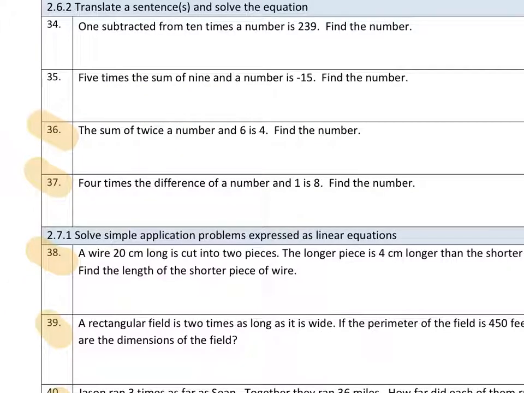4 times the difference of a number and 1 is 8. So this one, we've moved from expressions into equations now. So this was the second part of 2.6. 4 times the difference of a number. So it's 4. And we're going to multiply this by the difference of some number and 1. So this is one of those scenarios where we need to use the parentheses there and distribution. And that's where the equal sign goes, 8.